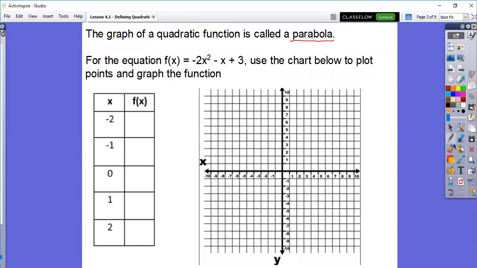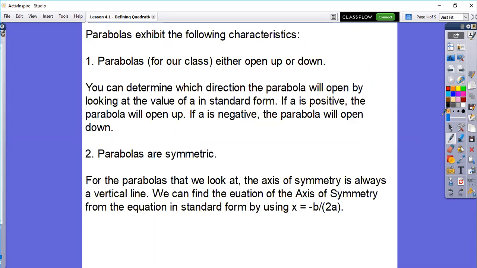So you may have seen parabolas before. We're going to do this in class, but for this equation, we're going to use the chart to plot the points and graph the function. Basically, this isn't what the parabola is actually going to look like, but a parabola is going to look kind of like a U shape that'll open either up or down for the purposes of the ones that we're going to look at. So we're going to plot this in class to see what this looks like.